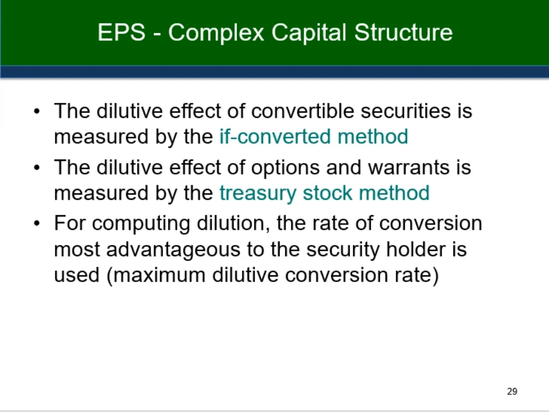Complex capital structures require that you could have up to three categories for basic earnings per share and another three categories for diluted earnings per share. So you might actually see six different categories on your income statement.